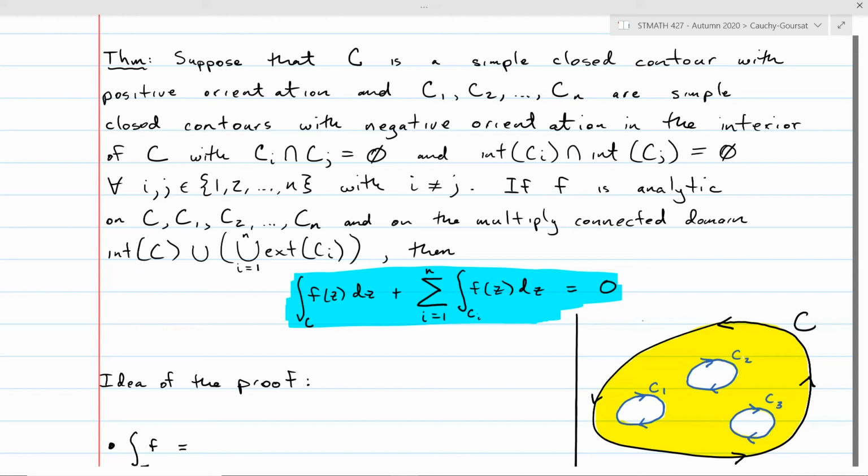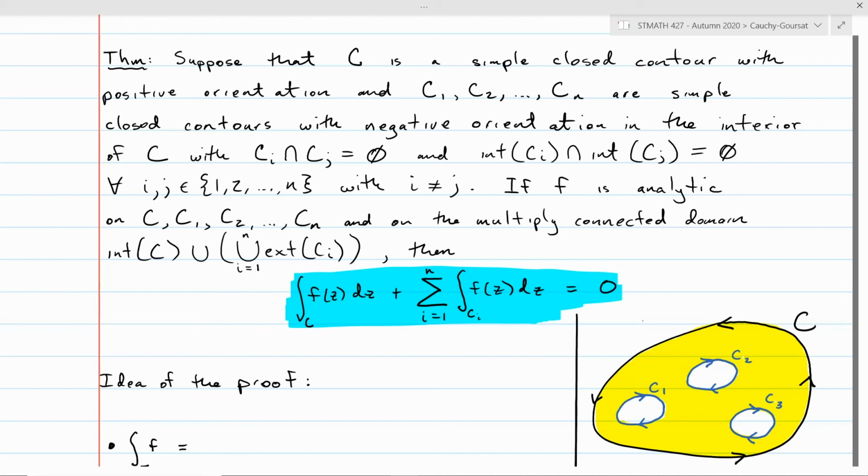In that picture at the lower right, I've got C1, C2, and C3. Notice their orientation is going opposite of C's orientation. And all of these blue curves, C1, C2, C3, are not intersecting with each other, so neither themselves nor their interiors are intersecting. Okay, so that's your setup, just the picture that you have in the lower right.